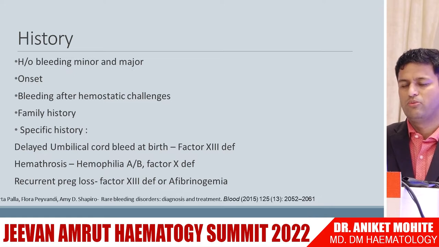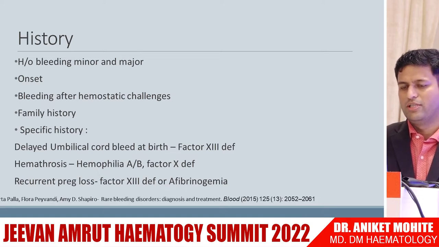So family history is important. We need to draw a pedigree chart like we do in thalassemias or any other inheritable disorders: whether this is autosomal dominant, whether this is an X-linked disorder, what was the inheritance and how much is the percentage of inheritance. Specific history related to some factor deficiencies can also guide us. A delayed umbilical cord bleeding at birth is commonly associated, in 80% of cases, with factor 13 deficiency. Hemarthrosis, that is bleeding in the joints, is commonly seen in hemophilia A, which is amongst the commonest bleeding disorders, along with von Willebrand, hemophilia B or factor 10 deficiency.